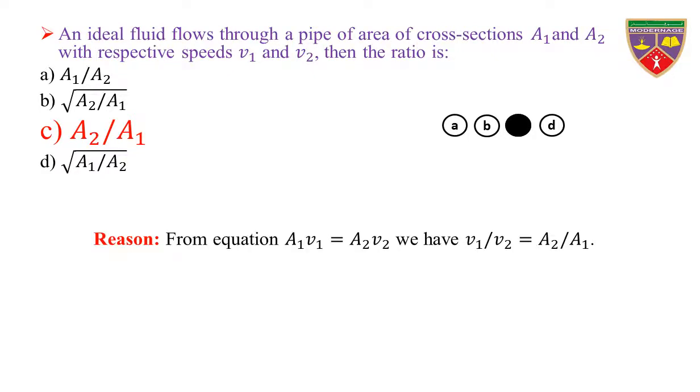Reason: from the equation A1 V1 is equal to A2 V2, which is the equation of continuity, we have V1 divided by V2 is equal to A2 divided by A1. Hence, the ratio of speeds is A2 divided by A1.